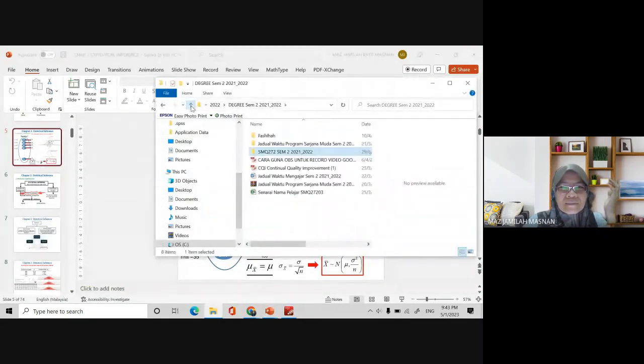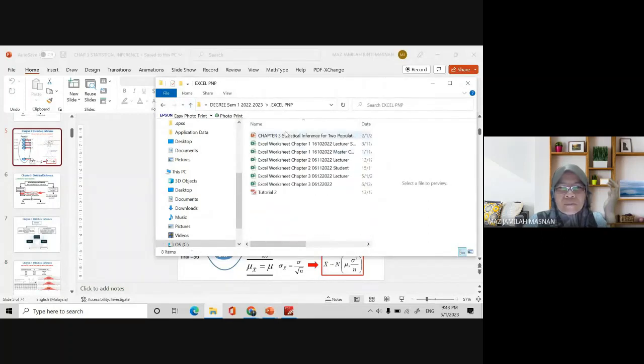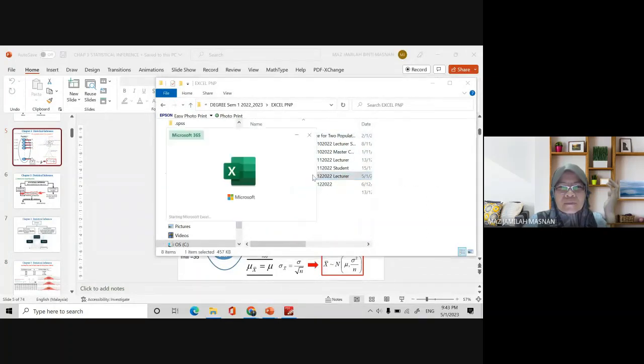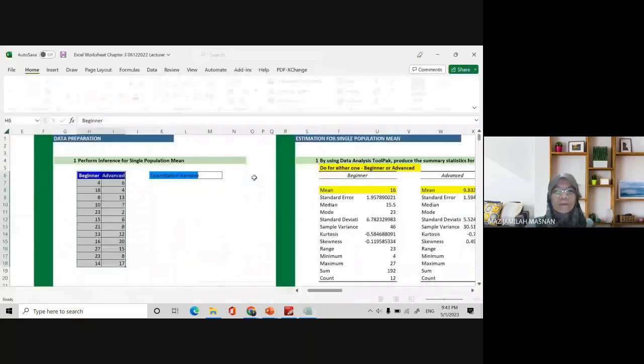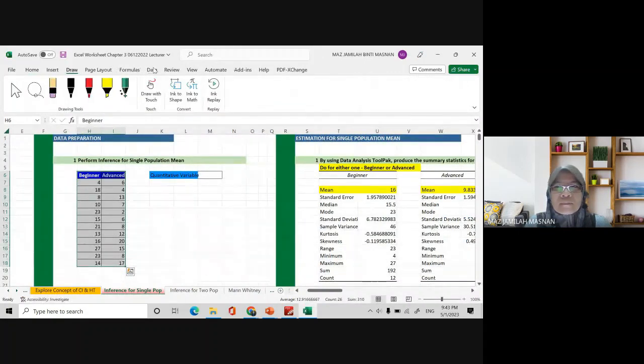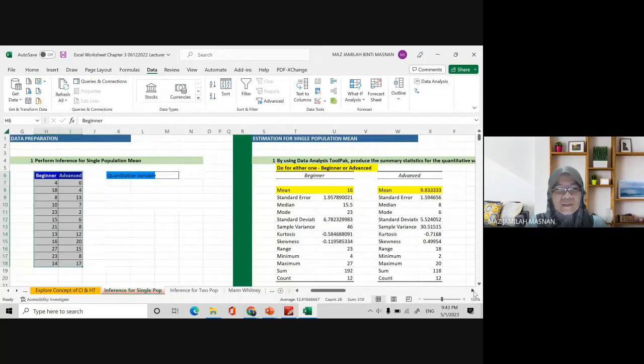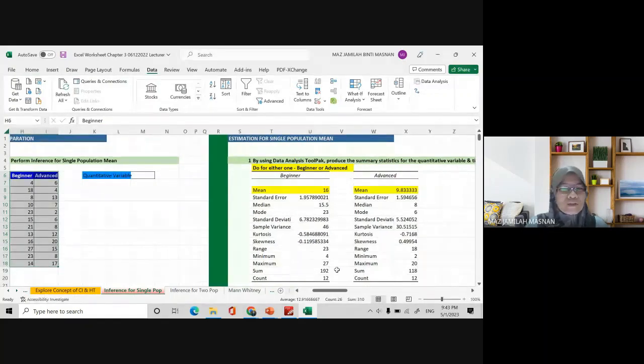Check again. Okay, hold on. It's a bit heavy. Okay. Data. See? Okay, got my data analysis again. Sometimes this is how we deal with computer.